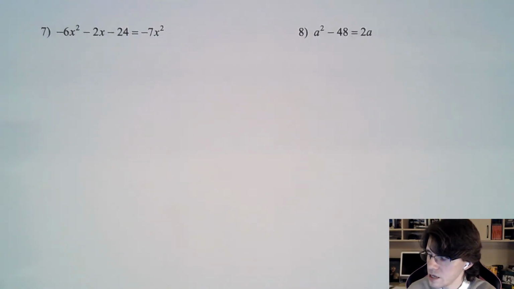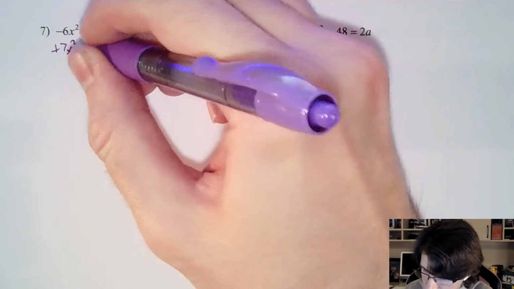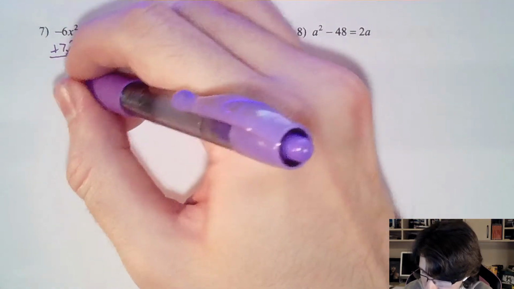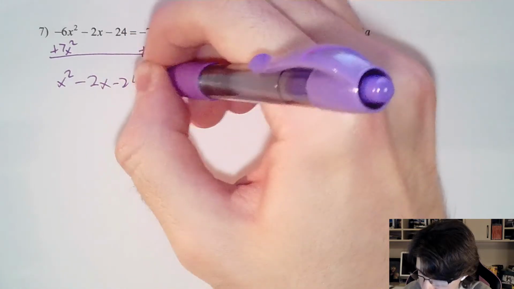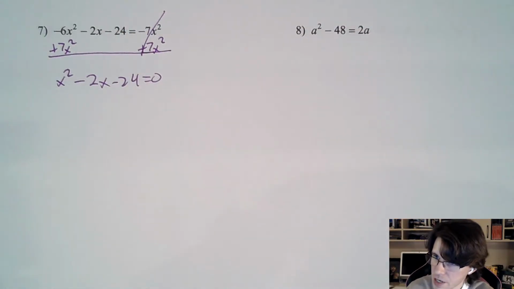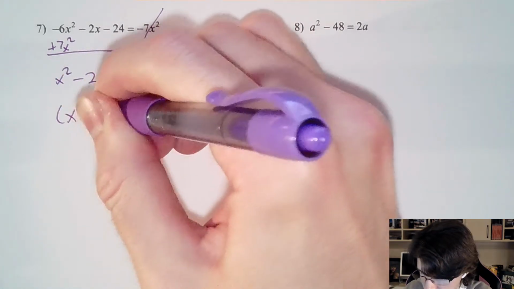But the same exact idea, we need to move everything to one side. So we're going to go ahead and add that 7x squared to both sides of the equation. Make sure you add it to the correct spot. And then you get positive 1x squared, so we don't need to write the 1. The numbers that multiply to 24 and add to negative 2. I'm not going to show the work on this one because I think you can do it.